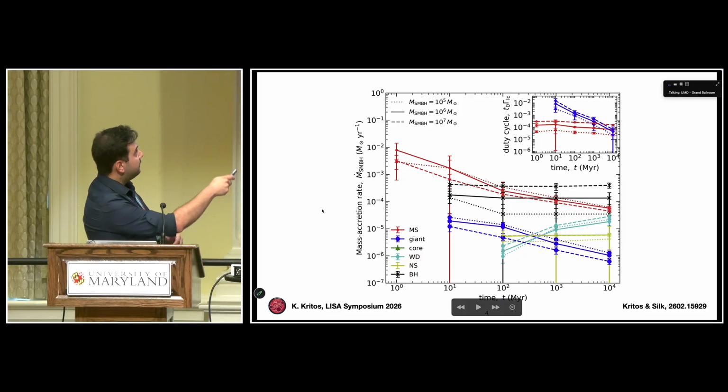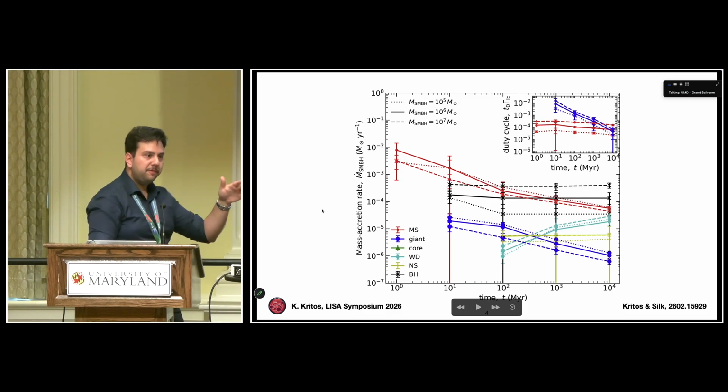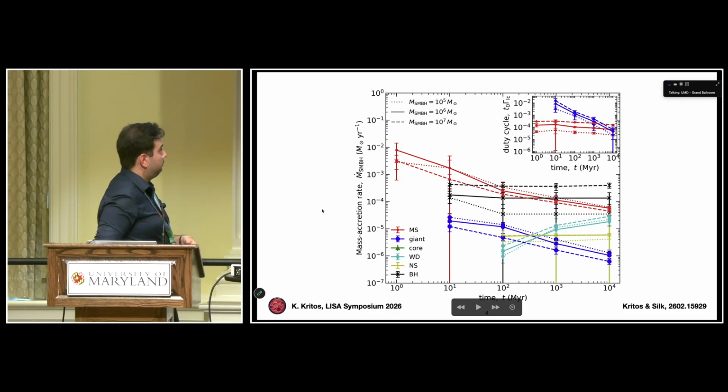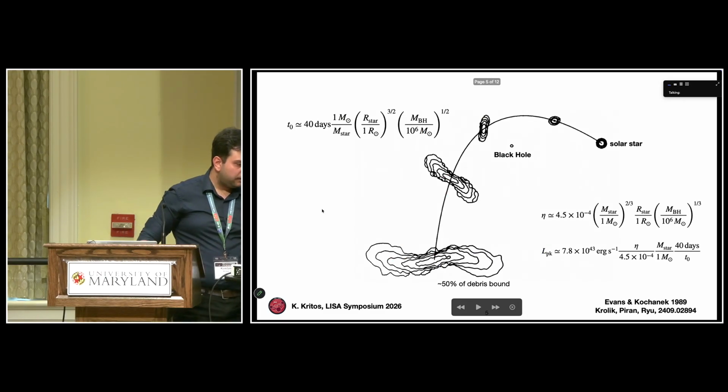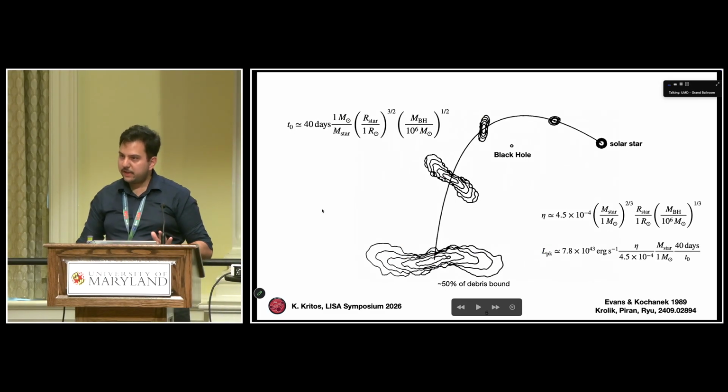You can see that with time, main sequence stars evolve, so over time the rate decreases. But in the long term, black hole captures dominate. So we can ask the question, is the background going to be strong enough? And at the same time, we also have white dwarfs and neutron stars. That's the kind of question we want to investigate.